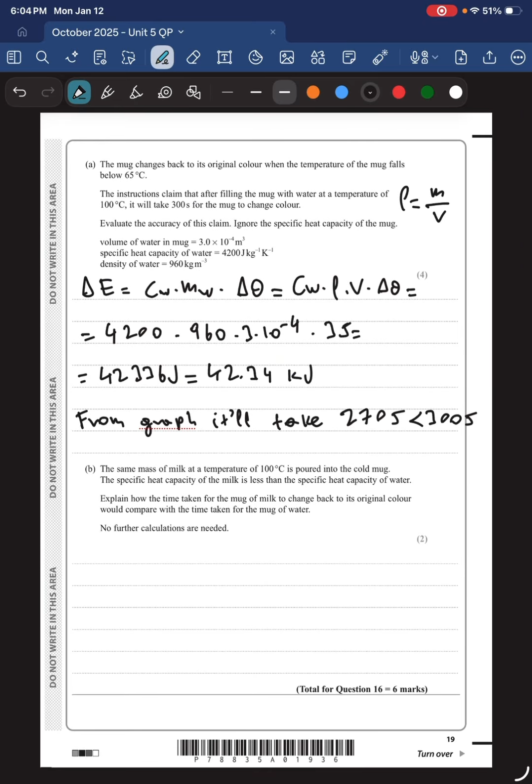Part B, the same mass of milk at a temperature of 100 degrees Celsius is poured into the cold mug. The specific heat capacity of the milk is less than the specific heat capacity of water. Explain how the time taken for the mug of milk to change back to its original color would compare with the time taken for the mug of water. No further calculations are needed.